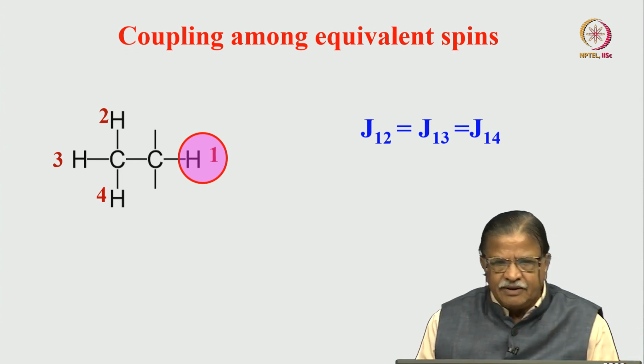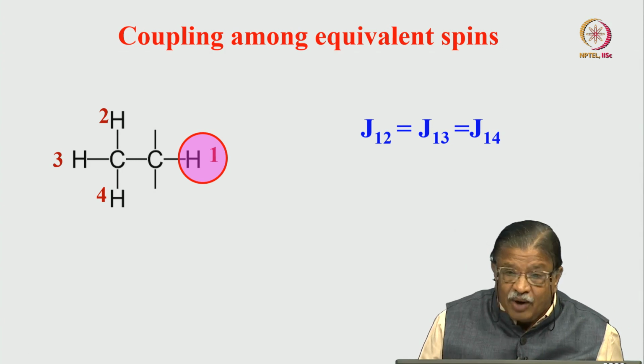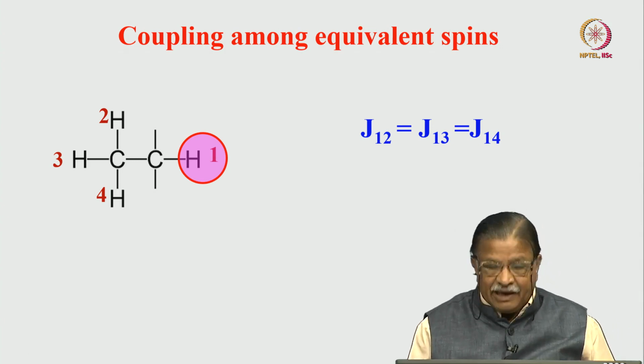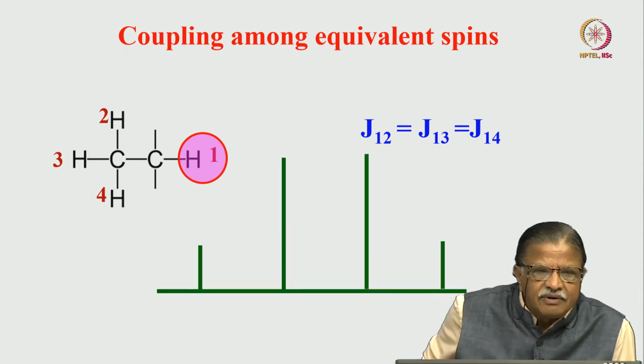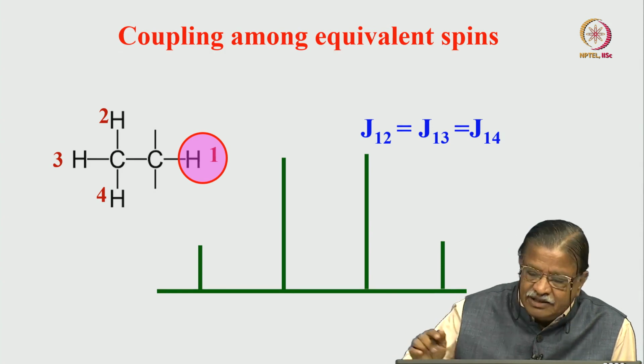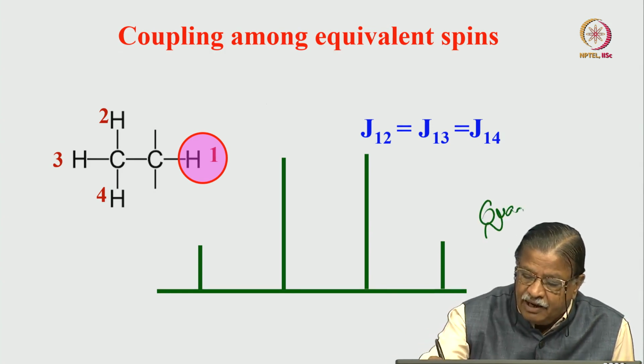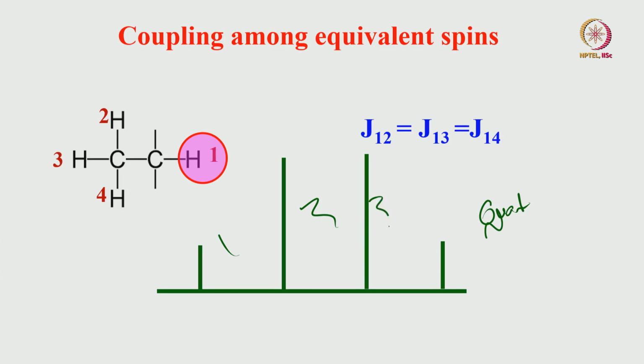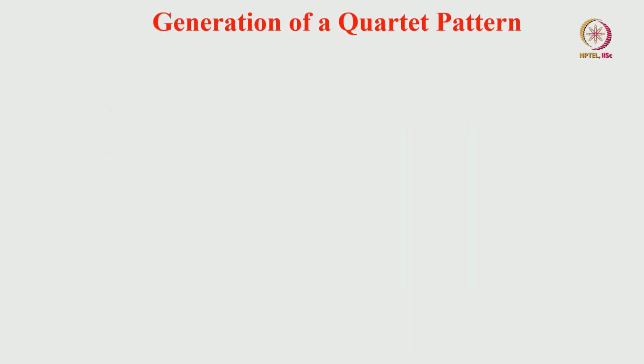Chemical shifts are also same. Now I am looking at proton 1. What is the pattern I expect? 4 lines. How did I get 4 lines? This is called a quartet. In NMR, quartet is a 1-3-3-1 intensity pattern. Okay, and this separation gives me couplings.